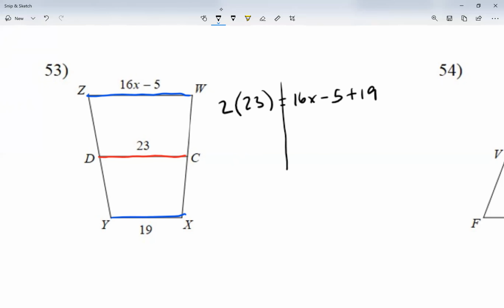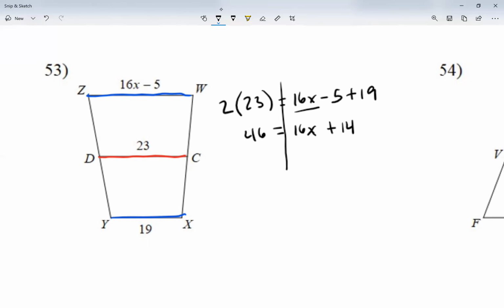So on the left side, 2 times 23, that gives me 46. On the right side, 16x minus 5 plus 19, well, I cannot combine it all, but at least I can combine some things in there, some like terms. When it comes to letters, I only have 16x. But when it comes to only numbers, negative 5 plus 19, I'm just going to call that plus 14.